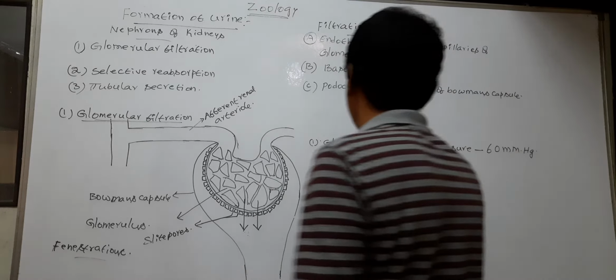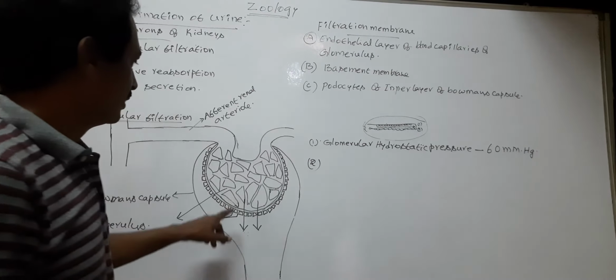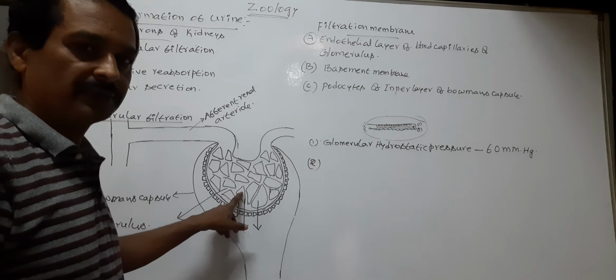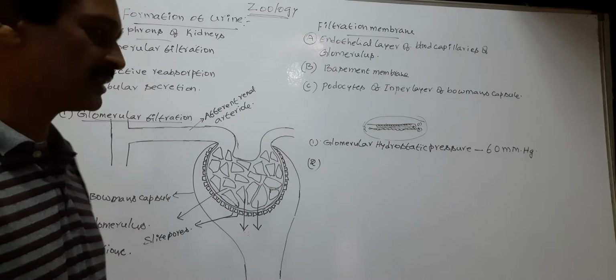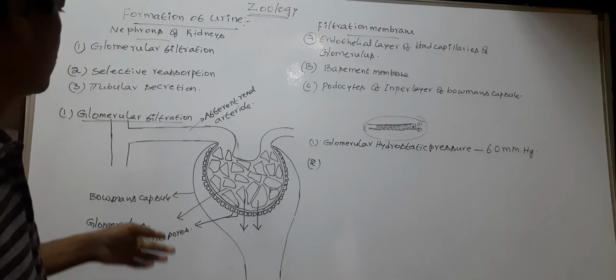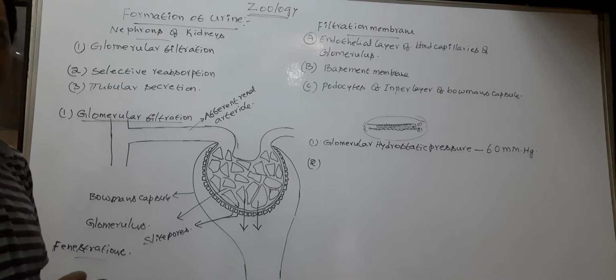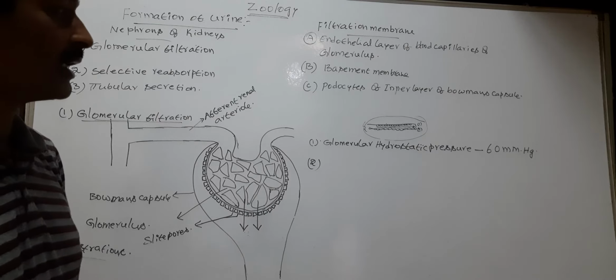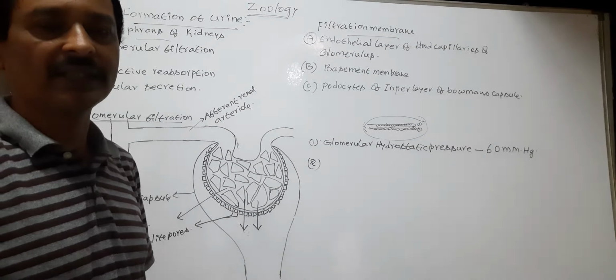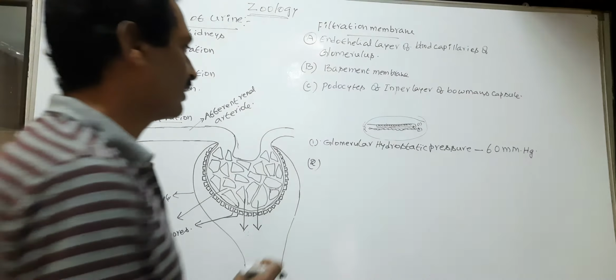Next. The non-filtered plasma proteins of blood capillaries of glomerulus have 32 mmHg colloidal osmotic pressure.